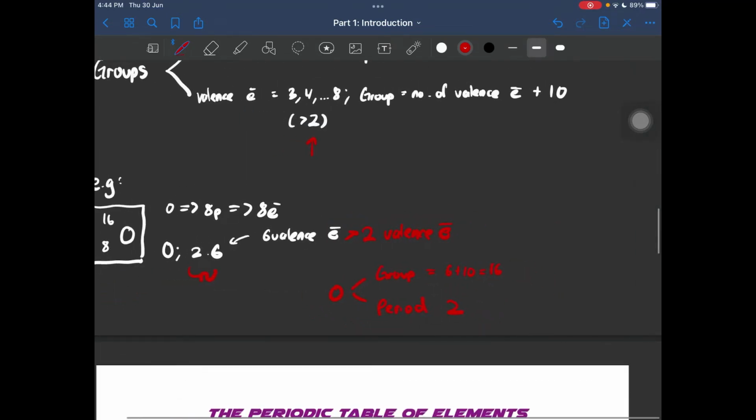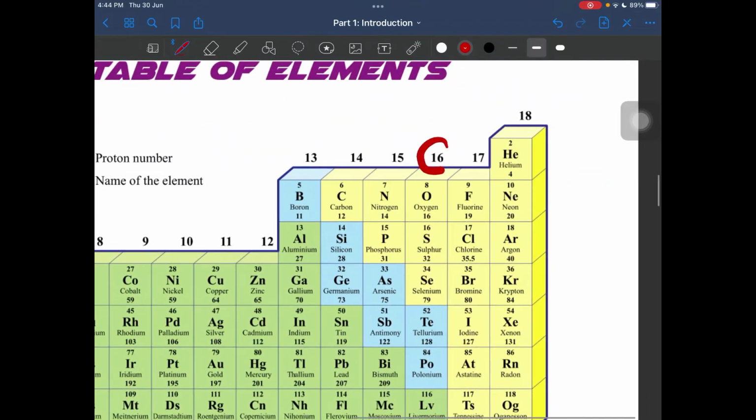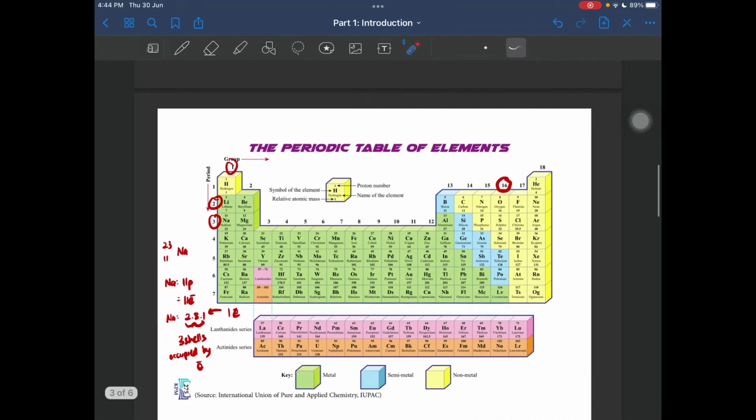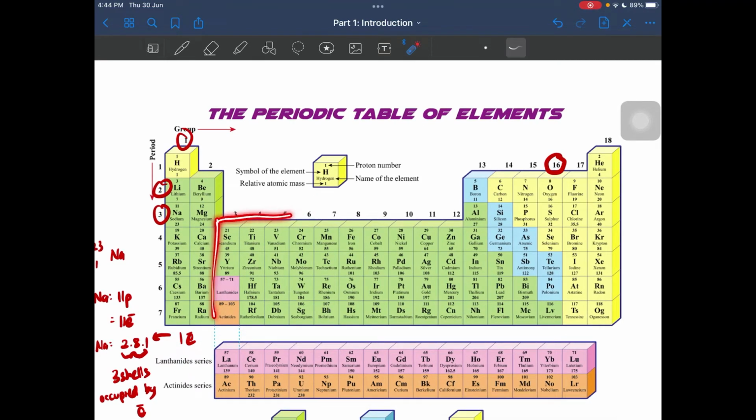So if we look at the periodic table of elements, oxygen is indeed in group 16 and period 2. It is not in group 6. And for your information, the elements that can be found from group 3 to group 12 are known as transition elements, and we will learn more about them later on.